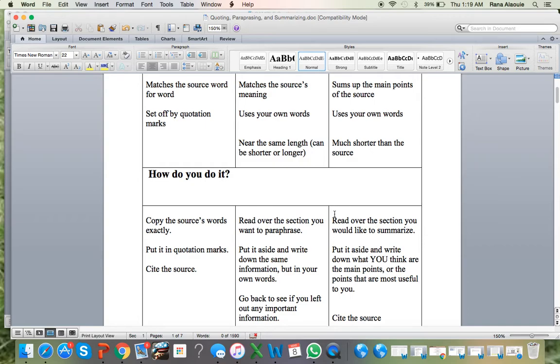If you're paraphrasing, you read over the section you want to paraphrase. I always tell my students, put it aside and write down the same information, but in your own words. Go back to see if you left out any important information. The reason I give students this particular advice is that what students tend to do is replace just a couple of words in the sentence and then they think they paraphrased. That's not paraphrasing, that's actually plagiarism.